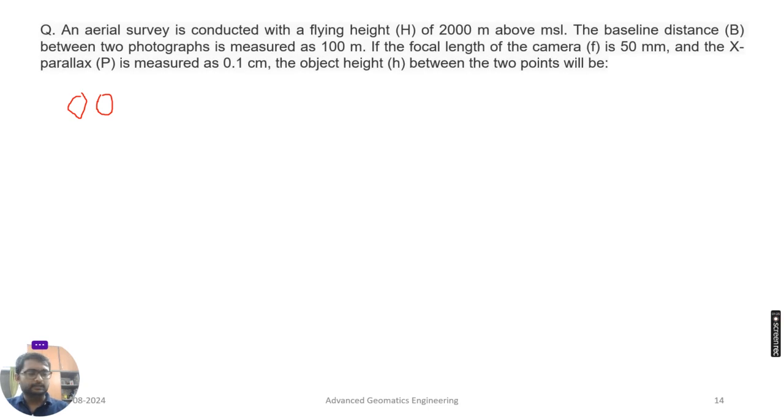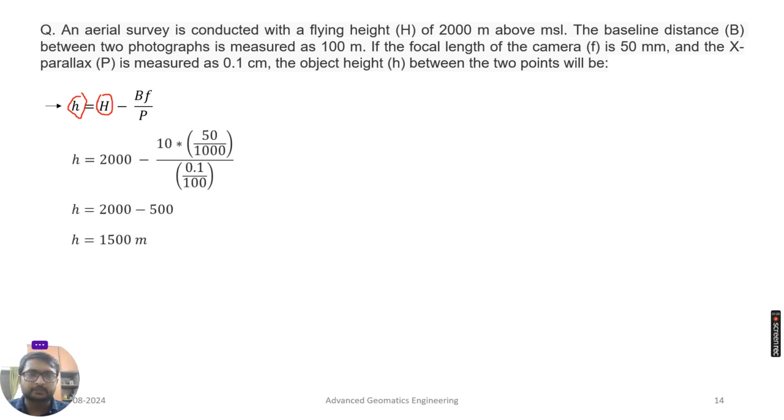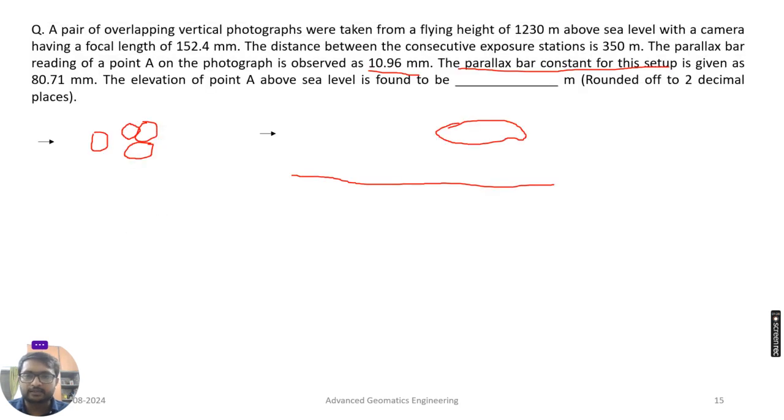Then the next question is the same thing: we have to find the height, but here the baseline distance between the two photographs is given. So B is given. Then how do we find the height of the object? Height is equal to capital H minus BF divided by P. Using this formula, you will find the height of the object.